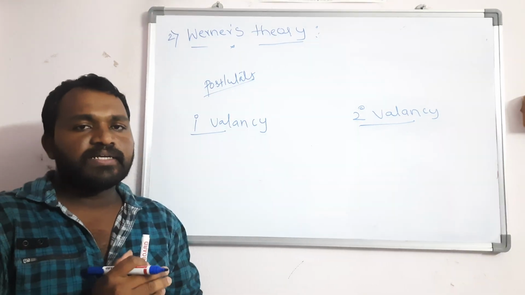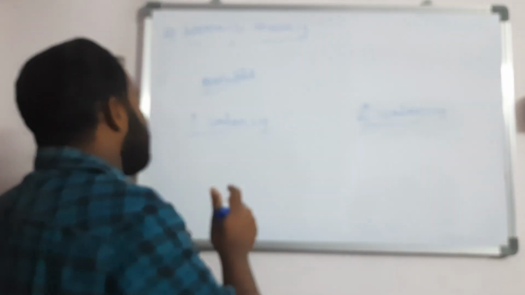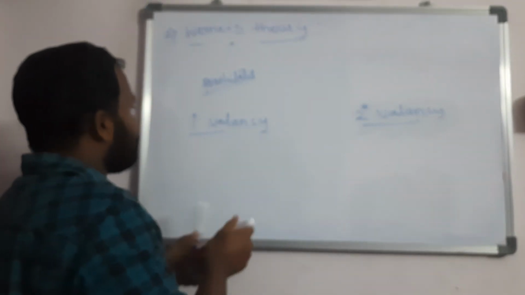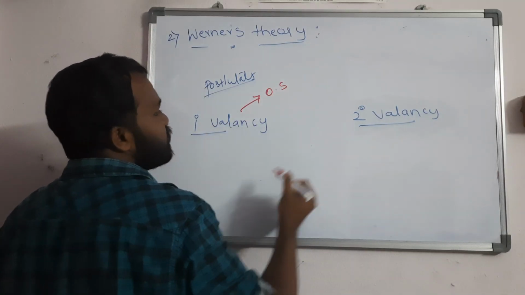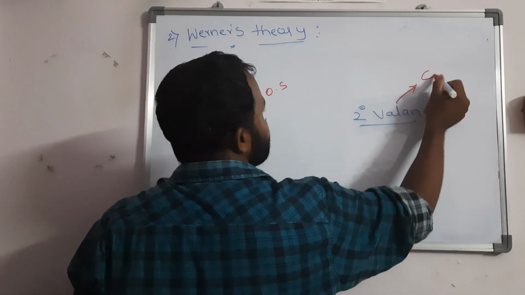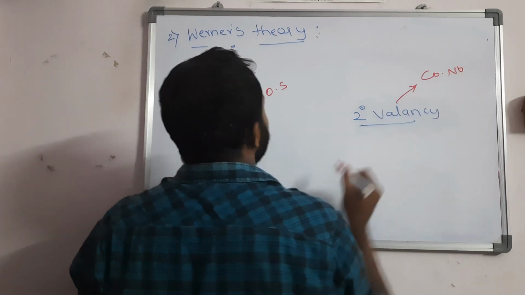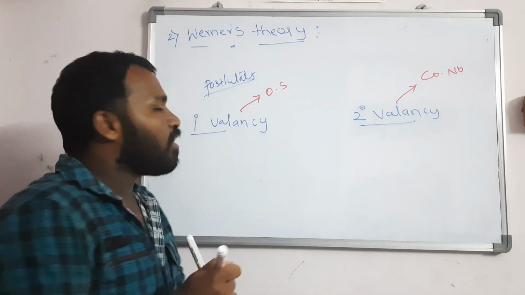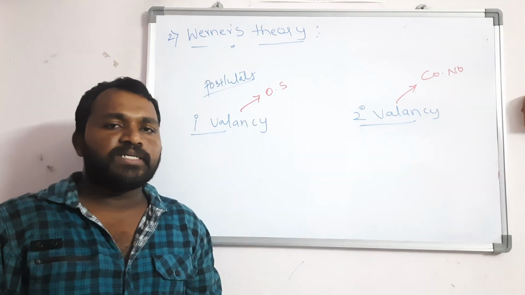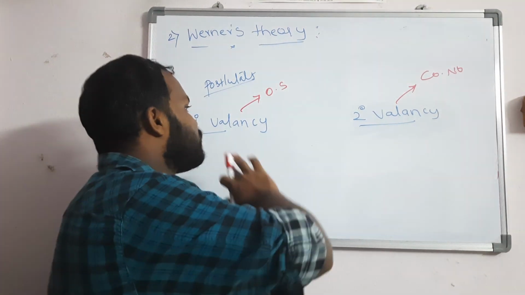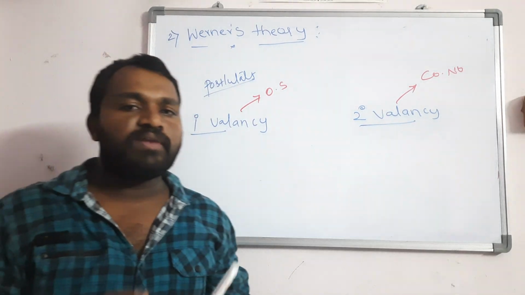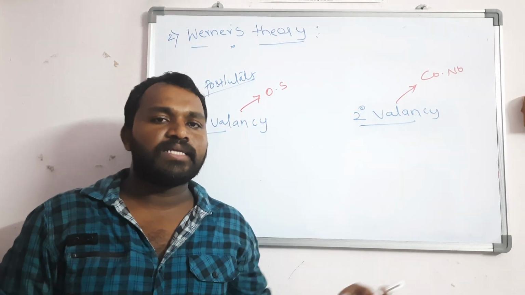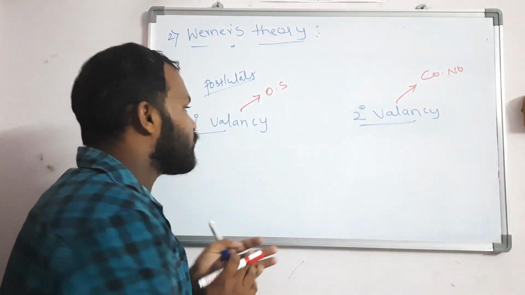In this theory, that is a very important concept. Always remember, primary valency is nothing but oxidation state. Secondary valency is nothing but coordination number. Primary valency represents the oxidation state. Secondary valency represents the coordination number. You should learn this by heart. In whatever complex they give, if they ask what is the primary valency, that is nothing but oxidation state. Keep that in mind.